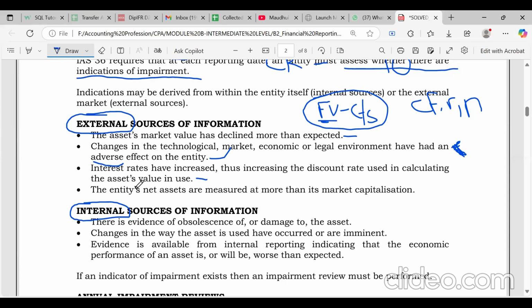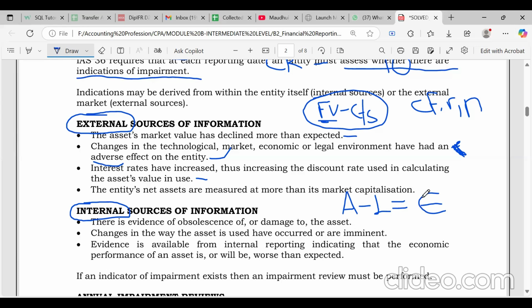Yes. Then the entity's net assets are measured at more than market capitalization. I think this makes a lot of sense. Our main focus is on assets as assets, but here they're speaking of net assets, which is like equity. So in the books we have assets minus liability, I hope you know about this, right? That goes to capital. In our case here, we are only dealing with assets, but here they are taking it for all.